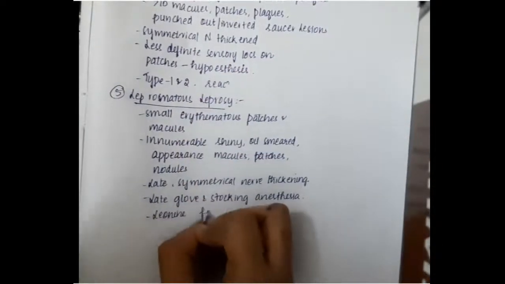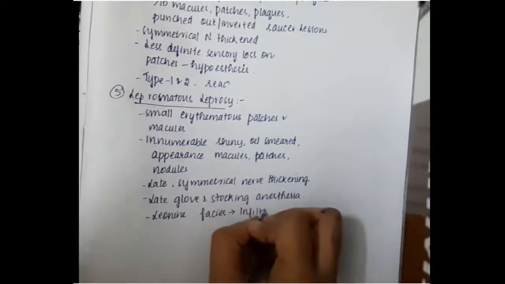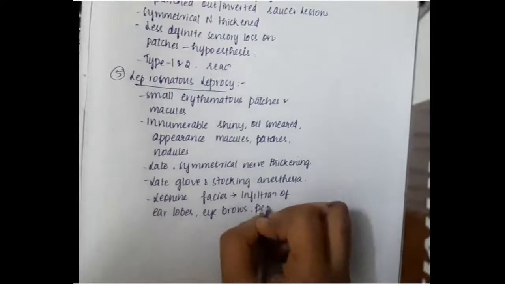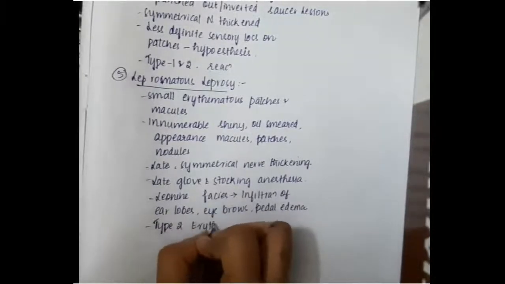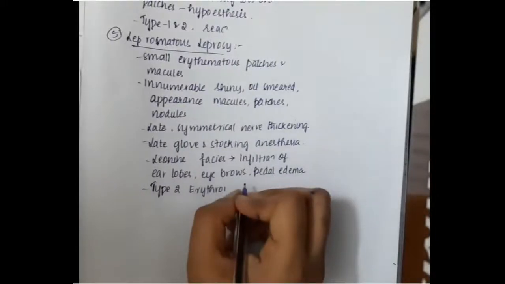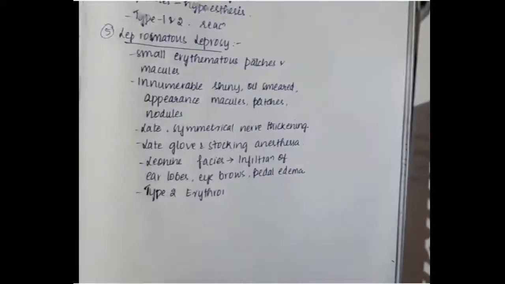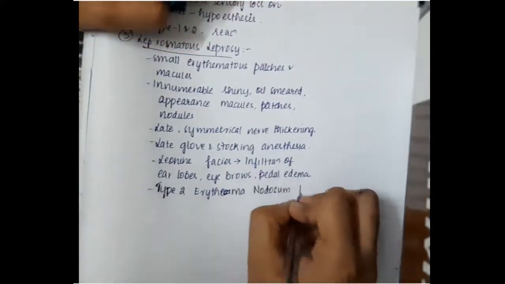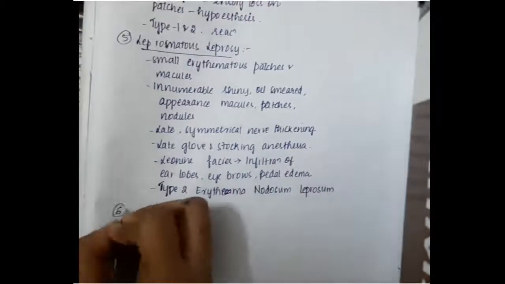Then in lepromatous leprosy, there will be leonine facies with infiltration of earlobes and eyebrows, and pedal edema will be seen. Here you will see type 2 reaction, erythema nodosum leprosum.